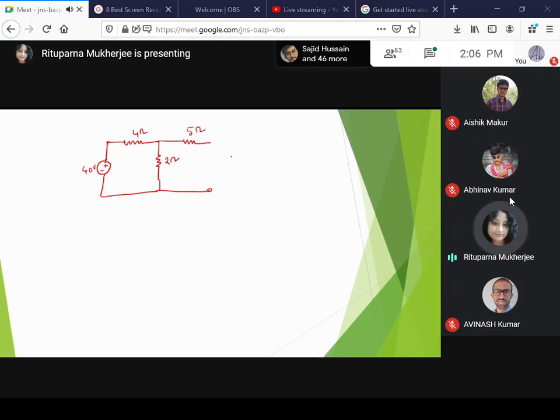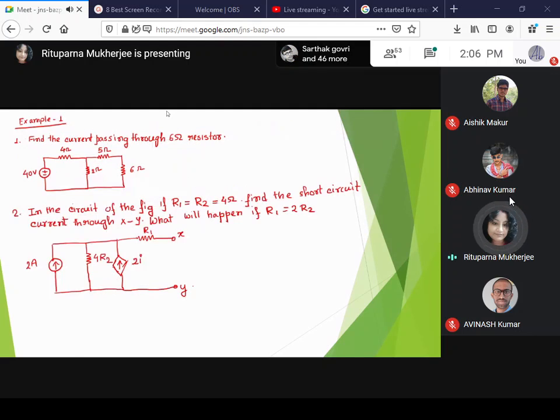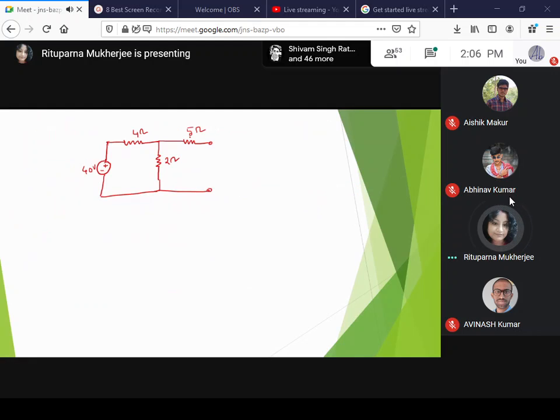Okay, suppose this one is given, and your question is to find the current passing through the 6 ohm resistance. So I am explaining both theorems, Thevenin's and Norton's. For Thevenin's theorem, suppose I am using Thevenin's theorem.